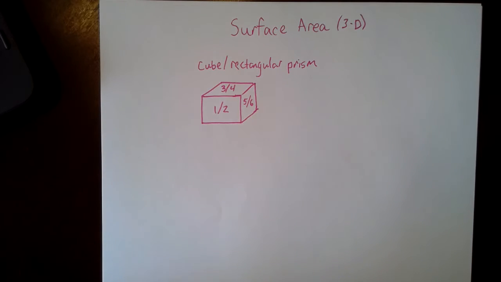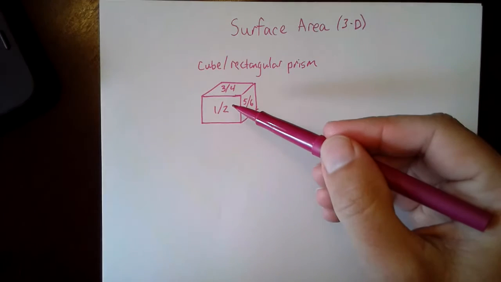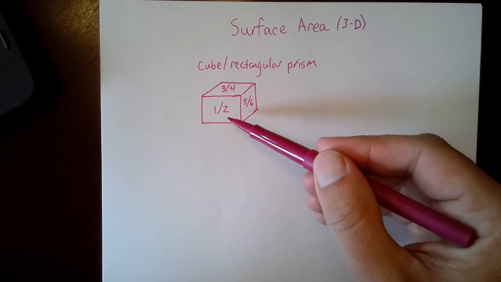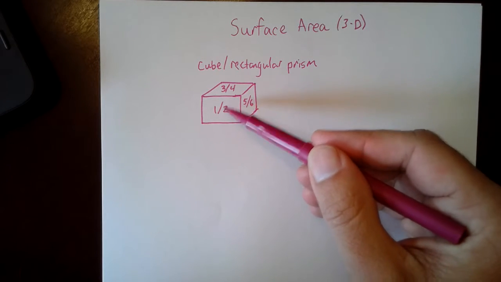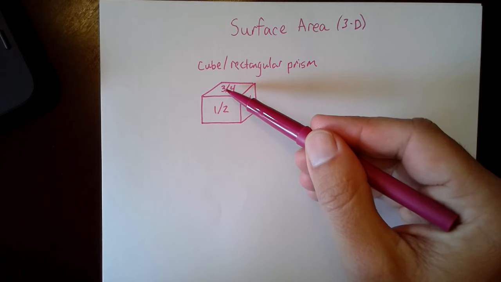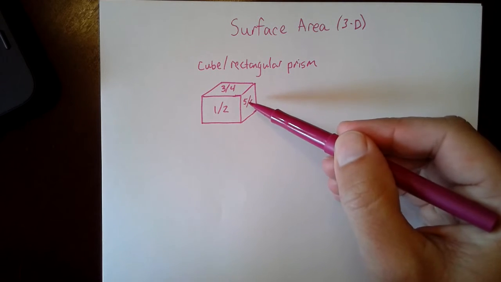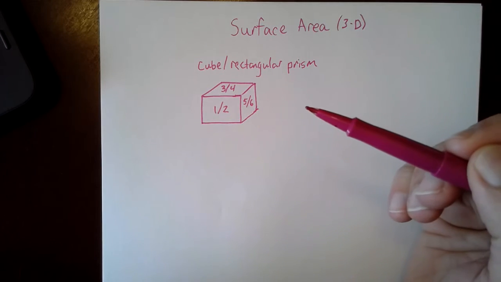So if I want to find the surface area of this figure, I need to find the area of the front piece and then double it to get the back. And then I need to find the area of the top and then double it because of the bottom. I then need to find the area of the side, double it to get the other side.